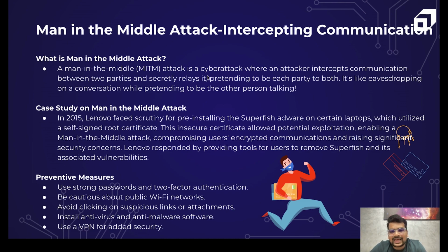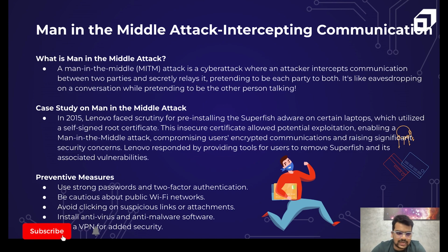So a man in the middle attack is a cyber attack where an attacker intercepts communication between two parties and secretly relays it, pretending to be each party to both. It's like eavesdropping on a conversation while pretending to be the other person talking. So here an attacker secretly intercepts and potentially alters the communication between two parties. This is how it actually works. And because of that, they get the information from each other.